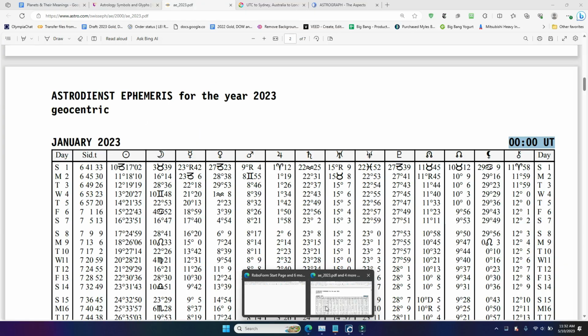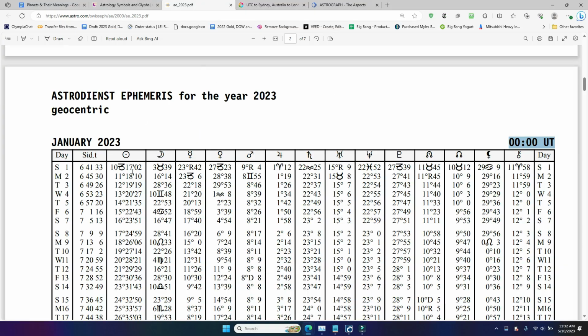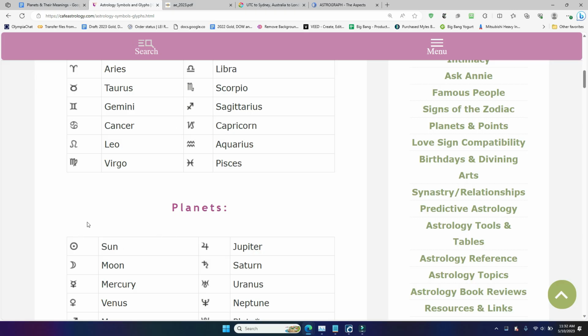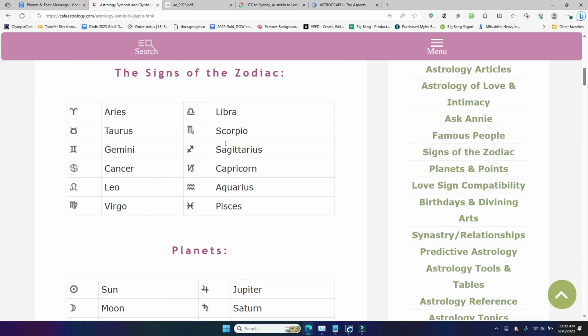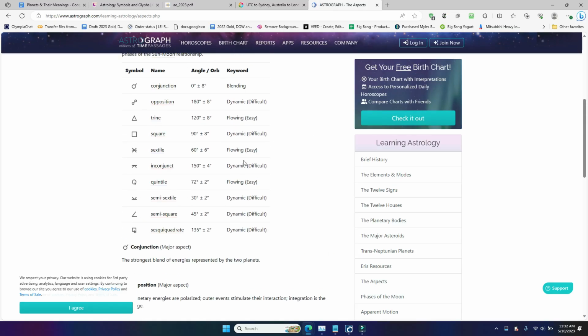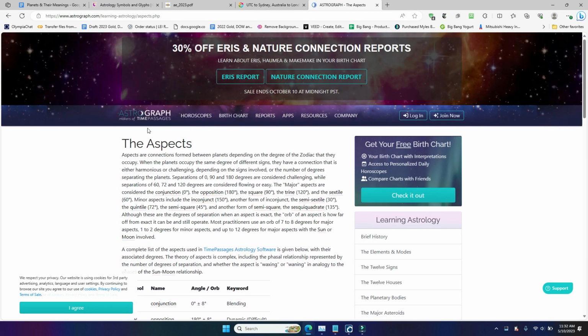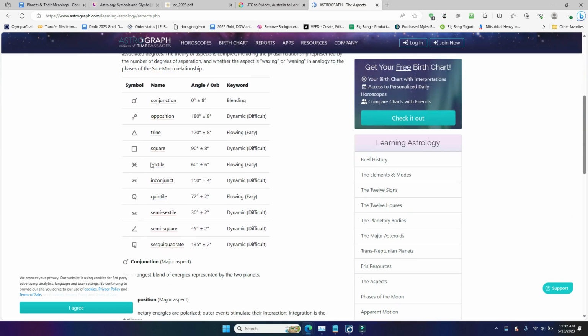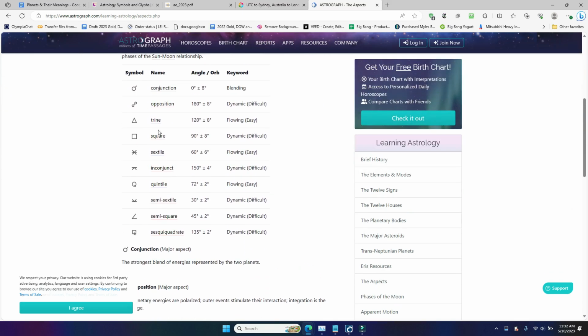All right, so let's move on. Now you understand how to read an ephemeris. You understand the planets. You understand the glyphs. You now need to know the aspects, okay? Now, the major aspects, especially the aspects that W. D. Gann would use, are conjunction, opposition, trine, square, sextile. And we've also got a semi-sextile, semi-square, and sesquiquadrate.